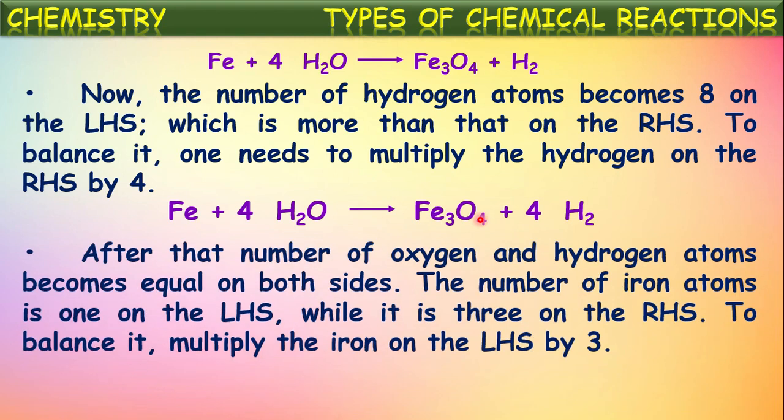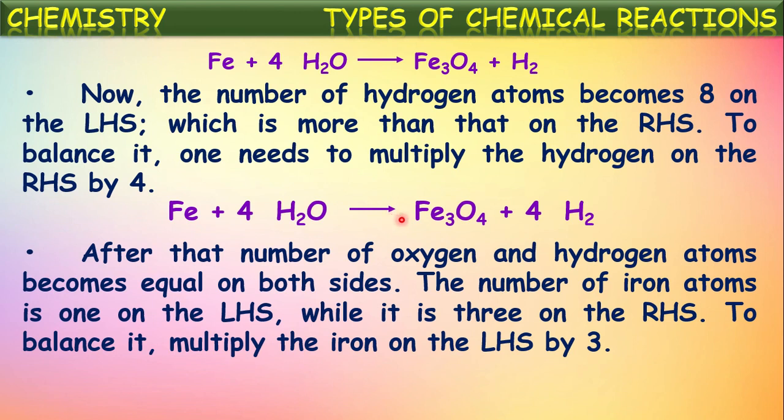Still, iron is left. After that, number of oxygens and hydrogen atoms became equal on both the sides. The number of iron atoms is 1 on the left hand side, while it is 3 on the right hand side. So still only iron is not balanced, because here there is only one iron atom on the left hand side. On the right hand side there are 3 iron atoms.